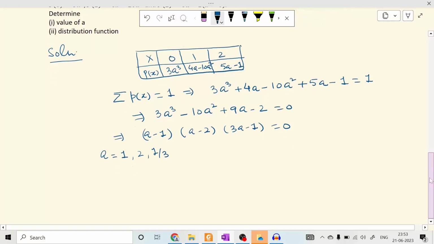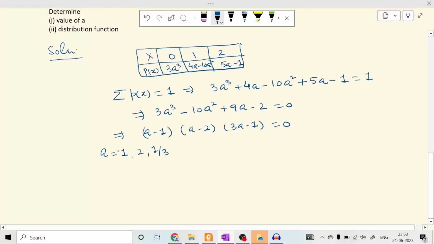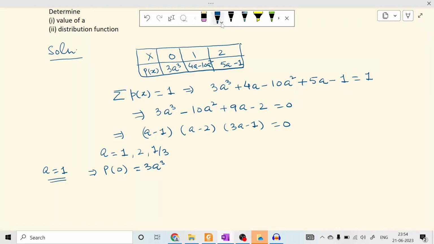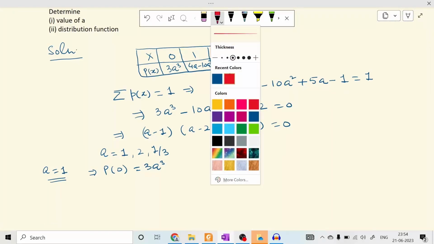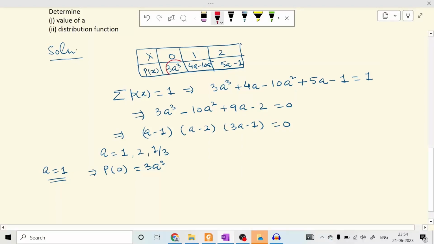Now out of these 3 values, we have to select only one value which is appropriate and which satisfies the condition of probability. So in order to check this, suppose we consider a is equal to 1, then the probability of x is equal to 0 is 3a cube. It is given to us that the probability corresponding to x is equal to 0 is 3a cube.